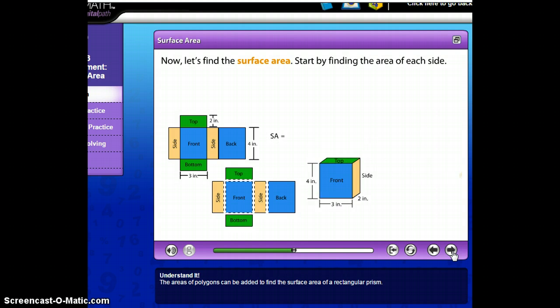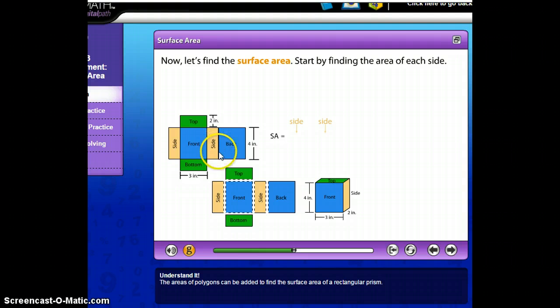Now let's find the surface area. Start by finding the area of each side. Okay, here we see our sides here. So we know that this is 2. And how long is this side right here? You might have to look at the other picture to see. How long is this going to be, Grace?